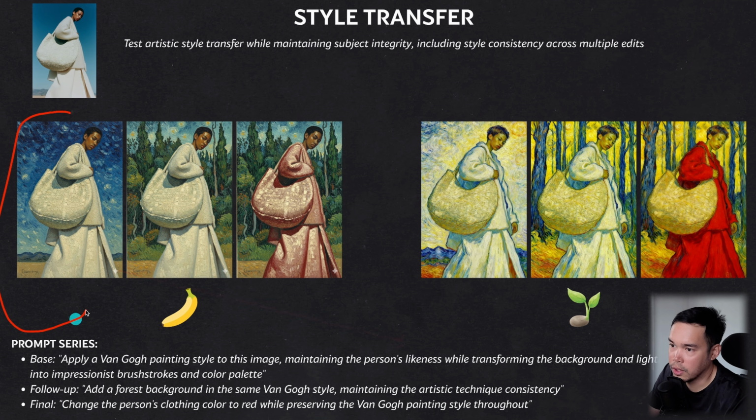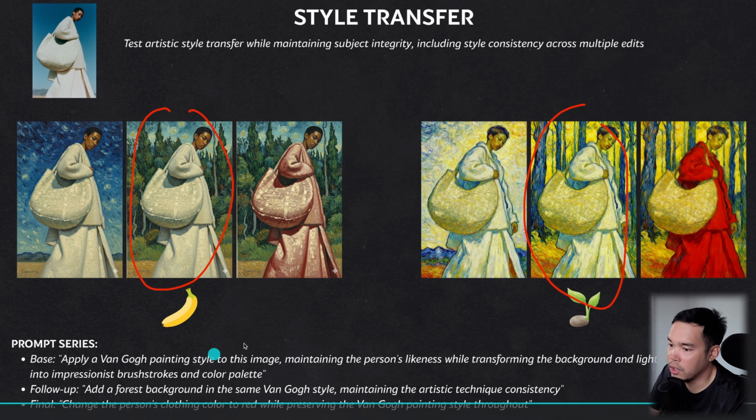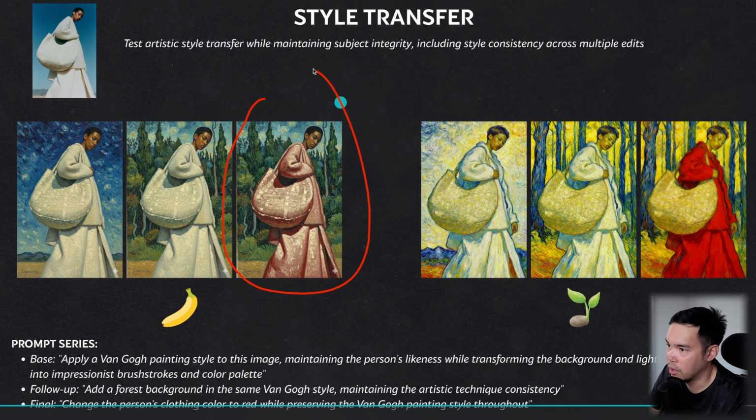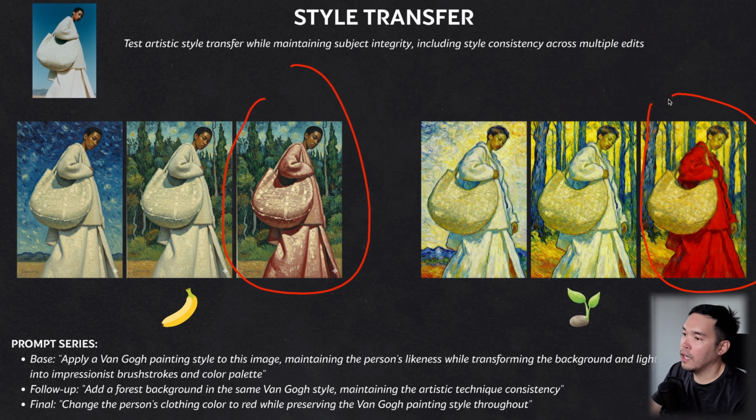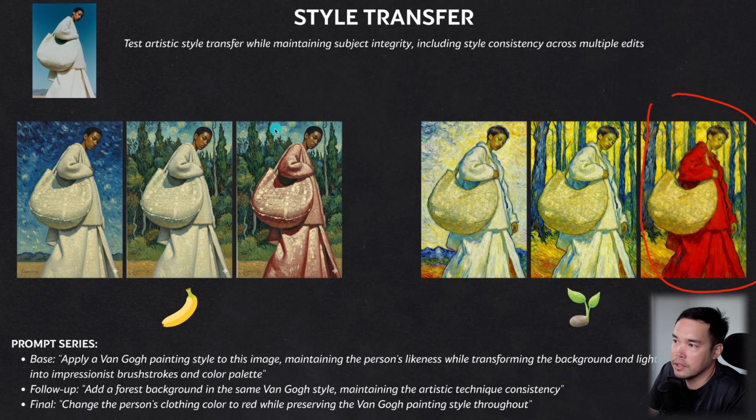The results for Nano Banana are here and Seedream here. And then we said to add the forest background in the same Van Gogh style, which are the second images here, and then to change the person's clothing color to red while preserving the style, which are the results here. And you can see that the clear winner here is Nano Banana.